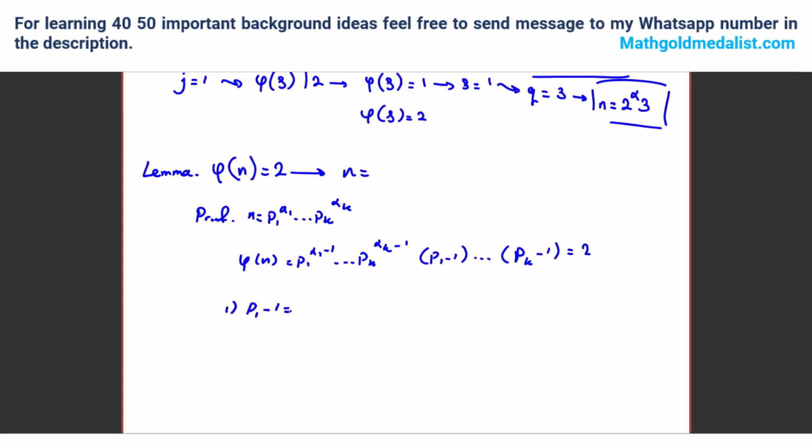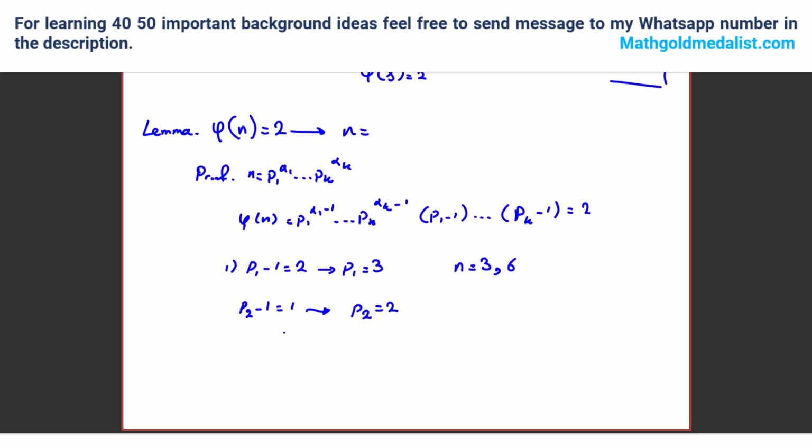If p1 minus 1 is 2, then all other terms should be 1, right? Right. So we can say all other terms should be 1. We can have at most one more element because p2 minus 1 should be 1. The others should be different, right? So here p1 is 3, right? And the power should be 1. And for this one, p2 should be 2. So from here, n can be 3, right? Or 6. Agreed?